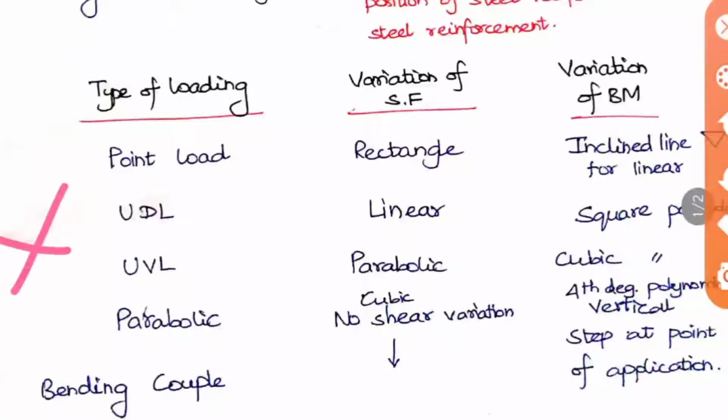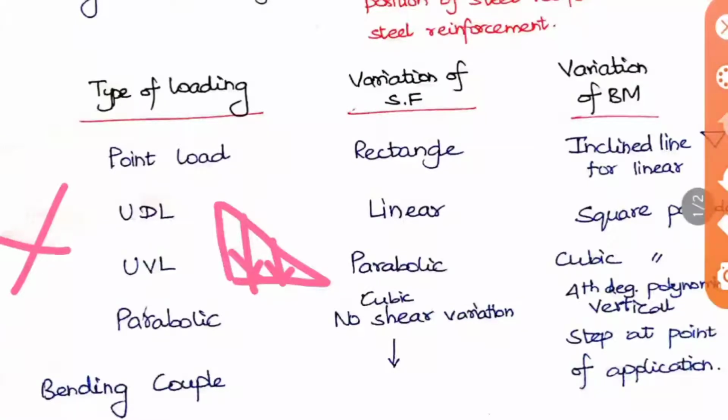The third case is UVL. UVL means it is uniformly varying load. Okay, so it will be like this. You'll be seeing this type of loads. So this is called uniformly varying load. For this, the variation will be parabolic. Shear force will be parabolic and bending moment will be cubic parabolic.